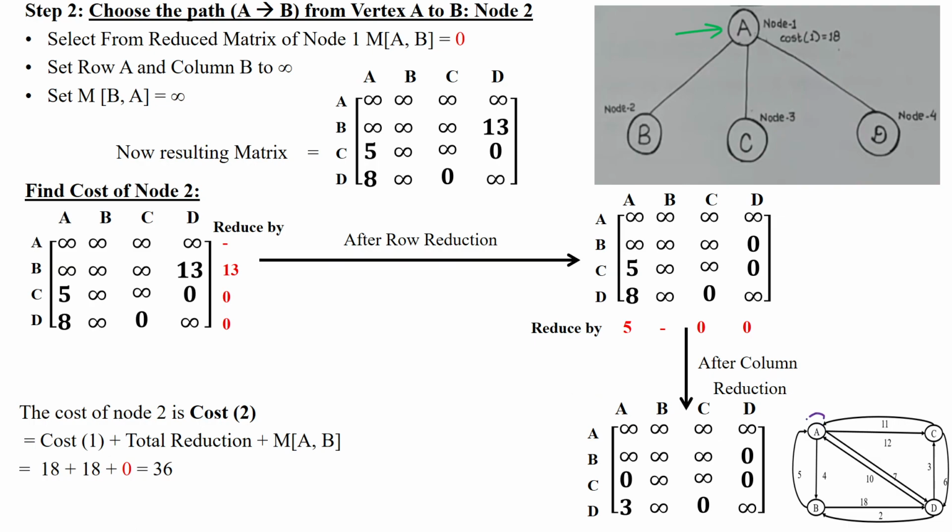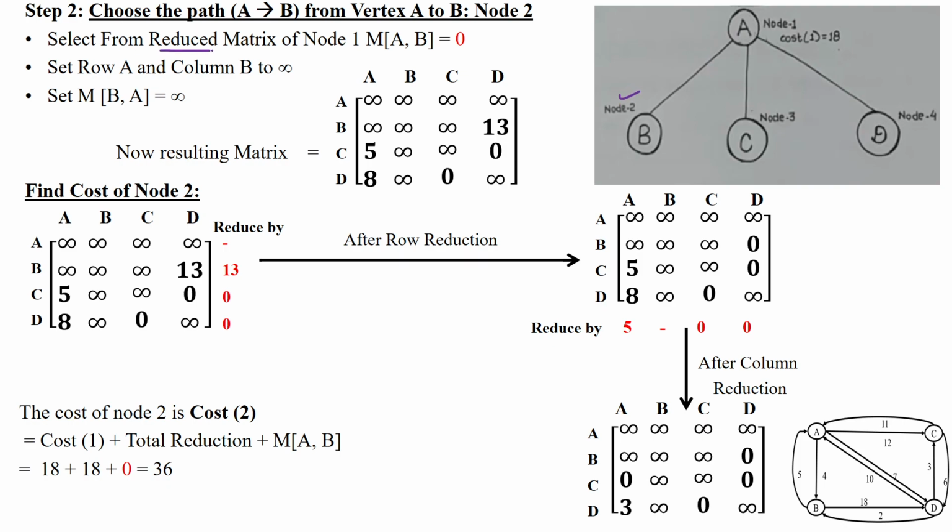To explore that, A has three possibilities. One is B, another one is C, and another one is D. So three possibilities are there. We have to check all the possibilities. First we will select the first possibility, B, right? So A to B, we are selecting the path from vertex A to vertex B. We are giving the node value 2 here, node number 2.